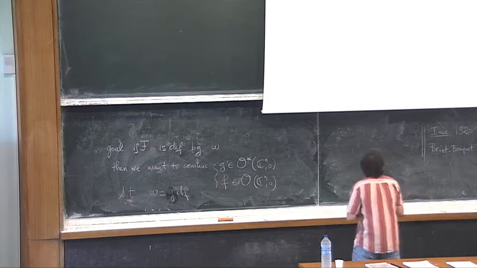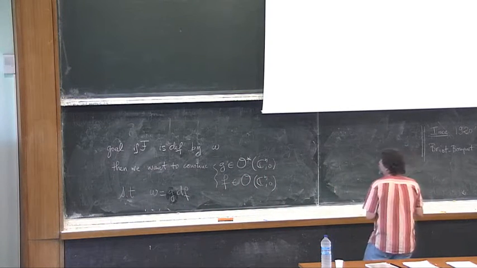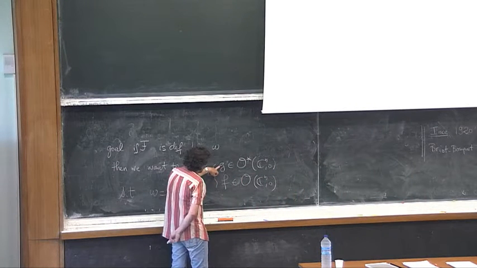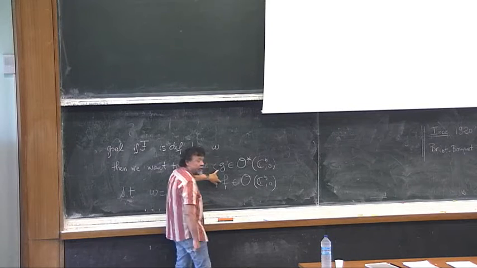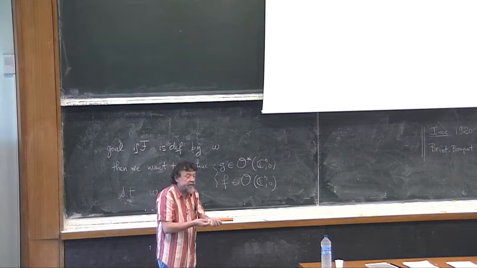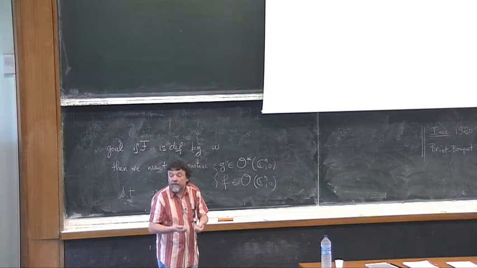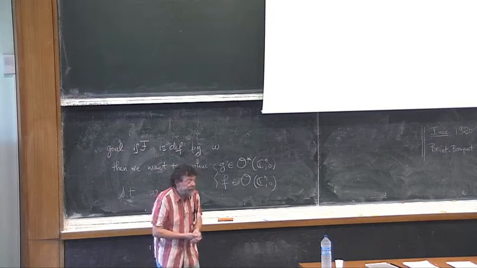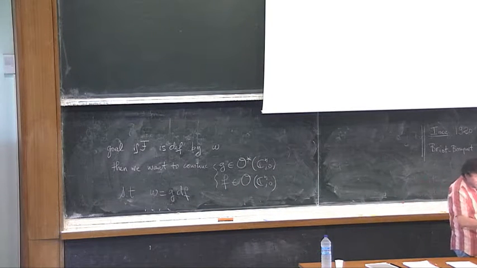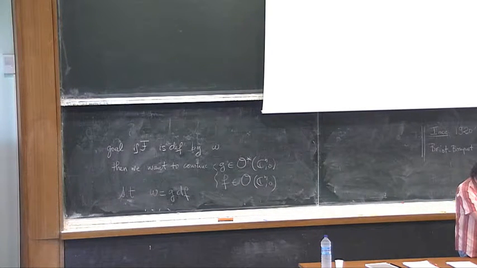And at first, we want to construct such f and g, but without estimation on coefficients. That means without convergence property. That means we want to construct formal f and g. So I give the strategy.